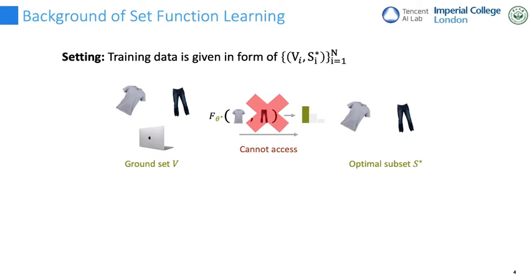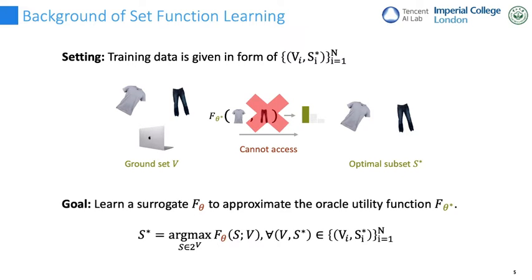Here is the setting of set function learning. We assume we can access the oracle utility function of a subset, which is impossible in real-world applications. Instead, the training dataset is given in the form of pairs of a ground set and the corresponding optimal subset. The goal of set function learning is to learn a surrogate set function f theta to approximate the oracle utility function f theta star. That's to say, we want to find a parameter theta in the hypothesis space such that the optimal subset oracle maximizes the set function value.